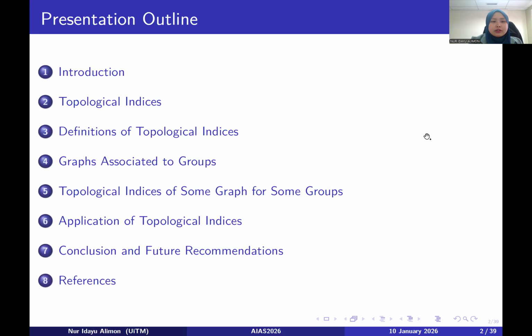Okay, so this is the presentation outline. I will start with the introduction and then explain a little bit about topological indices and what the definitions of topological indices are, graphs associated to groups, topological indices of some graphs for some groups, applications of topological indices, what are possible applications and what are the future recommendations that maybe we can apply to the application part, and lastly references.